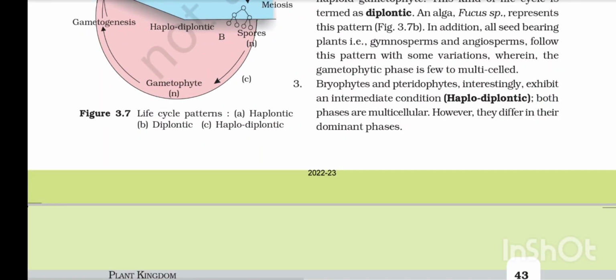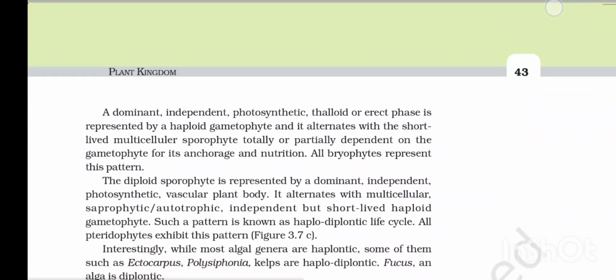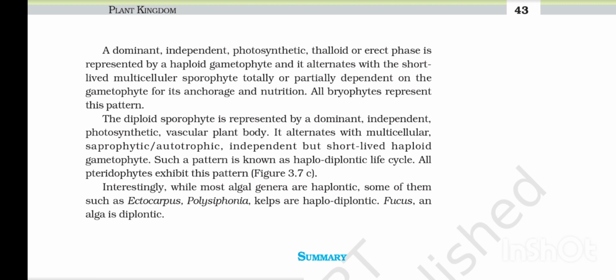Third, bryophytes and pteridophytes interestingly exhibit an intermediate condition, haplodiplontic. Both phases are multicellular, however they differ in their dominant phases. A dominant independent photosynthetic thalloid or erect phase is represented by a haploid gametophyte and it alternates with the short-lived multicellular sporophyte, totally or partially dependent on the gametophyte for its anchorage and nutrition. All bryophytes represent this pattern.